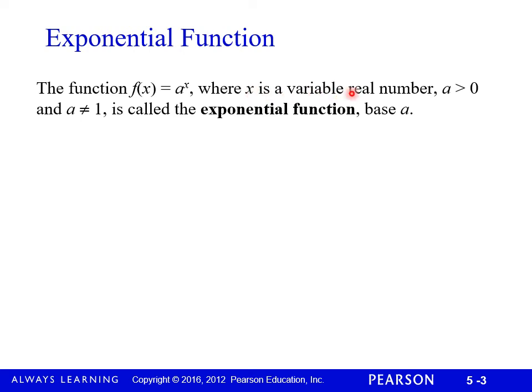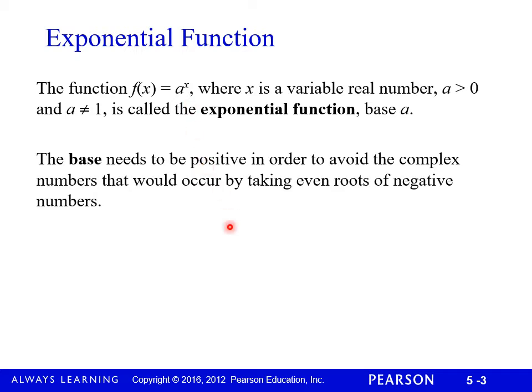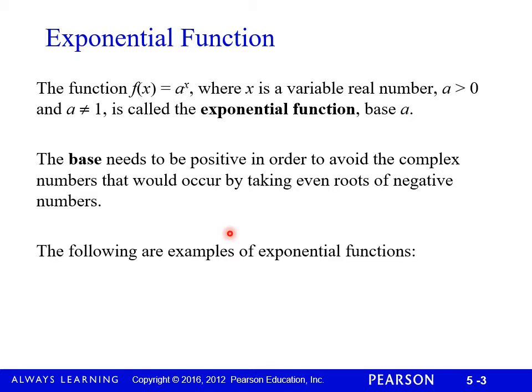So x is a variable real number. Our bases will always be positive. They can't be 0 and they can't be 1 because it makes no sense, right? 1 to any power is still going to be 1. 1 squared is 1, 1 cubed is 1, etc. So it doesn't really give us a variable function. And so an exponential function has the variable in the exponent. The base is a positive number, and the base needs to be positive in order to avoid the complex numbers that would occur by taking even roots of negative numbers. And that'll be explained a little bit more as we go along.